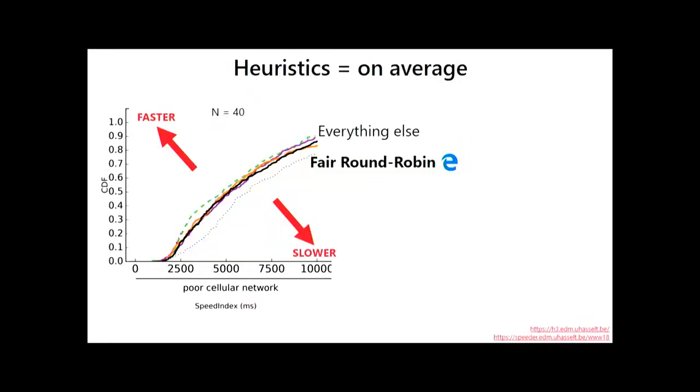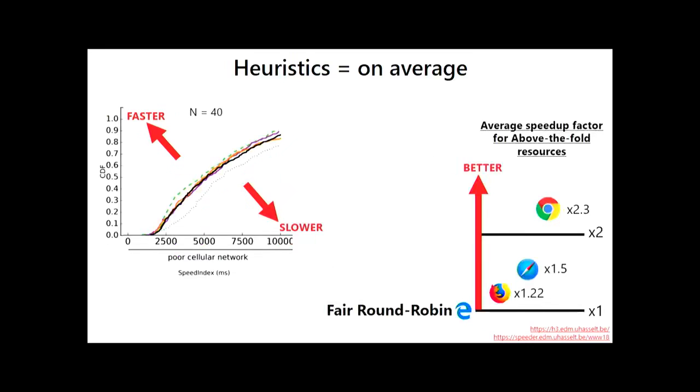In this graph, each of the lines is a different prioritization mechanism, a different browser, if you will. And you see, actually, there's not that much difference between them. The only one that's actually apart from the rest is, indeed, what Edge is doing, the completely fair round-robin. And this was only on quite bad cellular networks. If we do this on much faster cable networks, for example, the differences become even smaller.